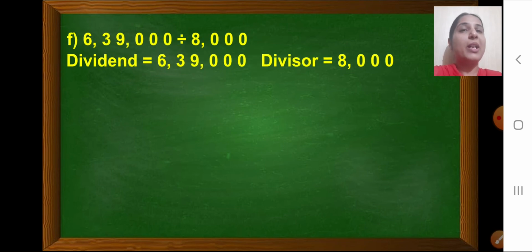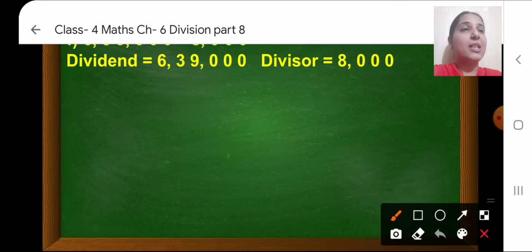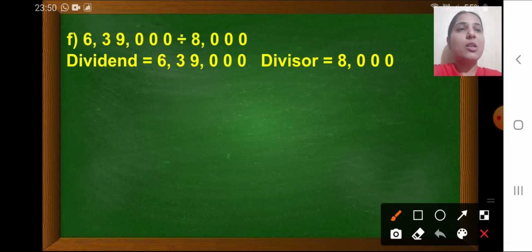Okay? Now let's move to the next question. So question number F is 6,39,000 divided by 8,000. So what is dividend here? Dividend is 6,39,000, whereas divisor is 8,000. So again we will cancel the common number of zeros. So first let's cancel the zeros which are at the ones place, then the zeros at the tens place, and then zeros at the hundreds place.